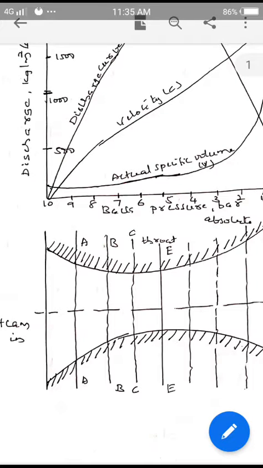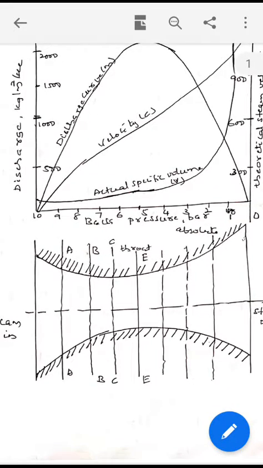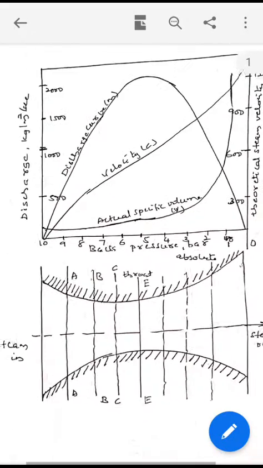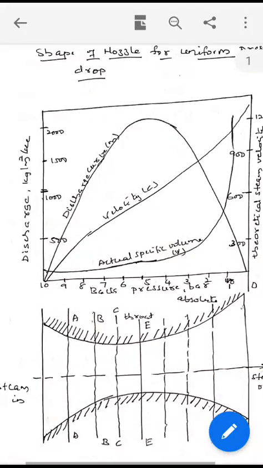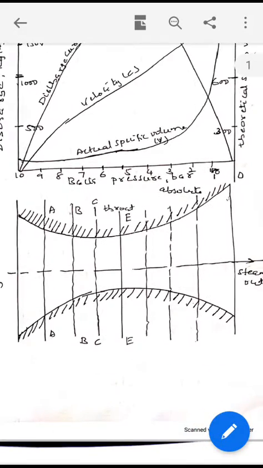Today we shall study the critical pressure ratio for maximum discharge through a nozzle, and also the shape of the nozzle for getting uniform pressure drop. First, the shape of the nozzle for a uniform pressure drop. A convergent divergent nozzle is shown in the figure.